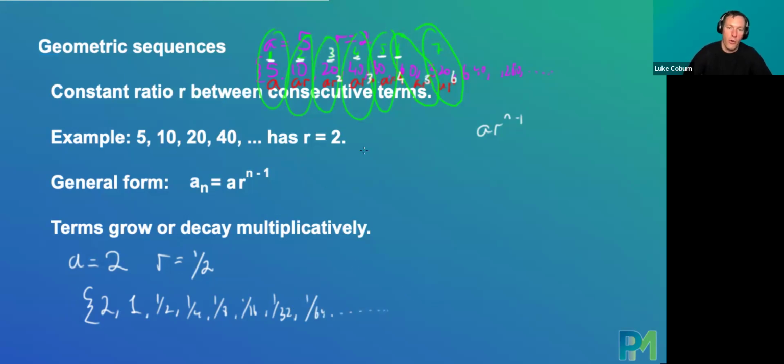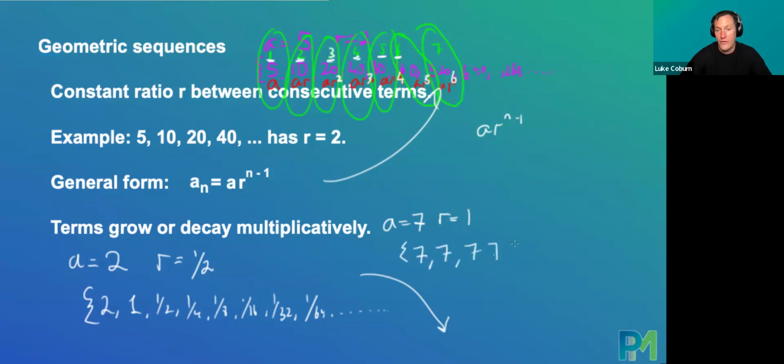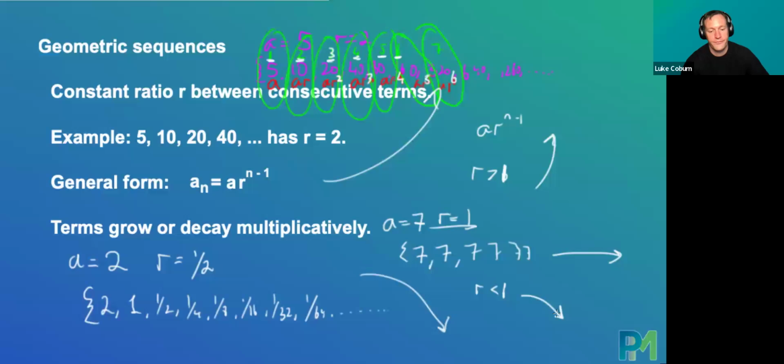So they either blow up, they either fly up like this, or they go down, basically. And then you can have a weird special case where a is equal to 1. Let's say a was equal to, think of a number like 7, and let's say r was equal to 1. So we would have 7, and then 7 by 1 would be 7, 7, 7, 7, 7. So when r is equal to 1, then they just stay flat. But when r is greater than 1, then they go up. And when r is less than 1, then they go down. Okay, brilliant.